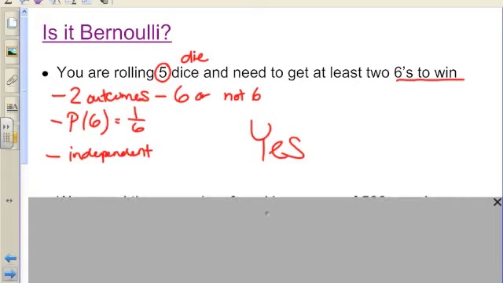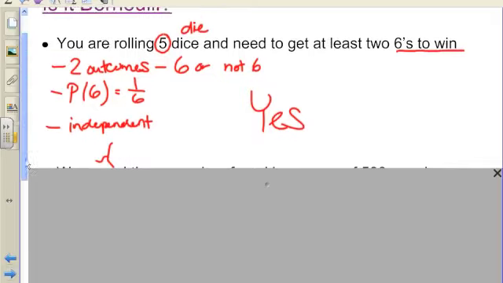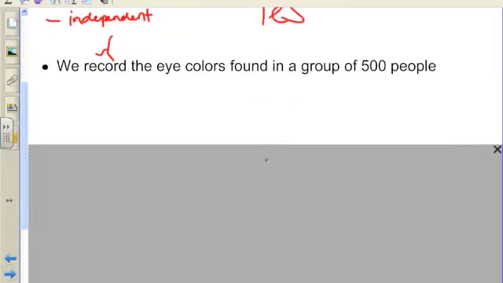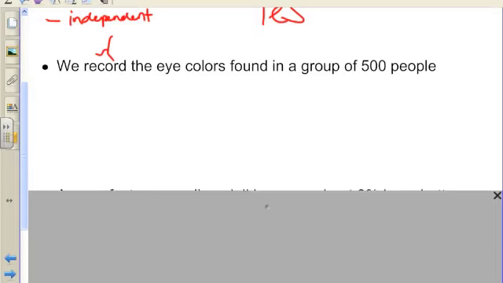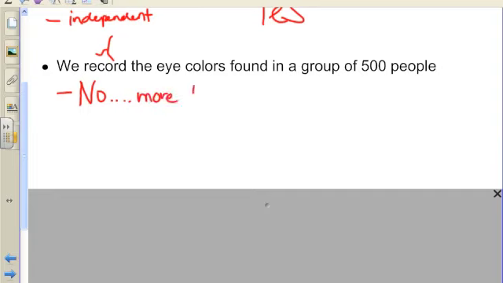All right, let's check out another one. All right, we record the eye colors found in a group of 500 people. Well, the first thing we're thinking about is 2 outcomes. And already I have a problem. There are more than 2 eye colors.